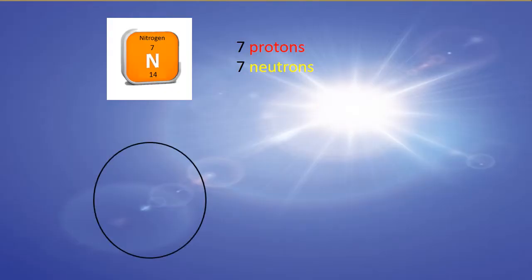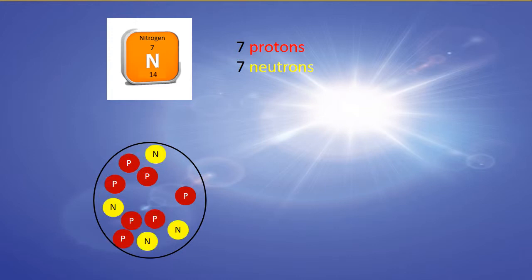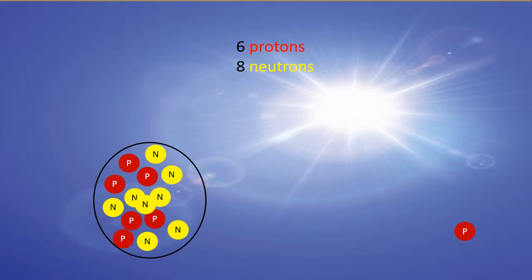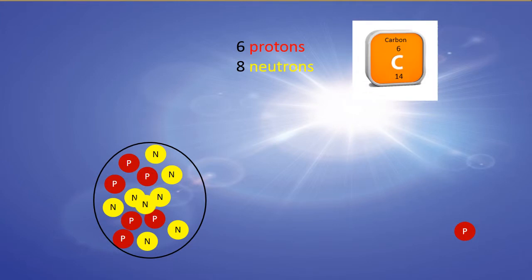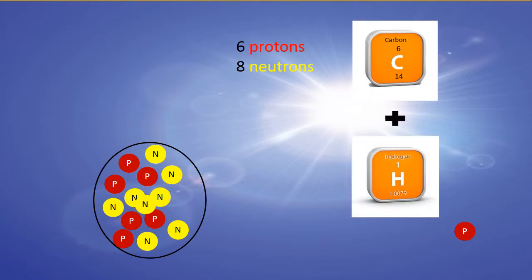Take a look at this nitrogen-14 atom. It has 7 protons and 7 neutrons. In our atmosphere, when a neutron produced by a cosmic ray reaction collides with a nitrogen atom, it displaces a proton. Because the atom now has 6 protons and 8 neutrons, it is no longer a nitrogen-14 atom, it is now an atom of carbon-14. The lone displaced proton is an atom of hydrogen. This process explains why carbon-14 exists in our atmosphere.